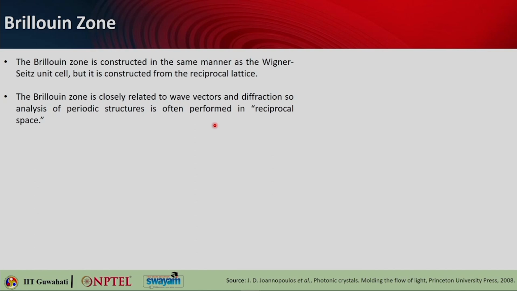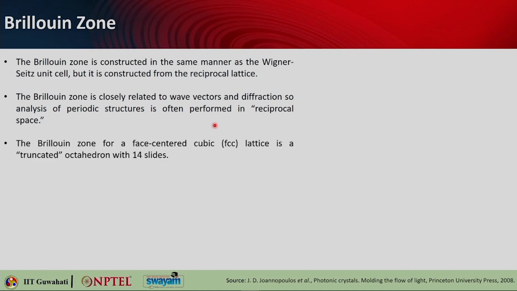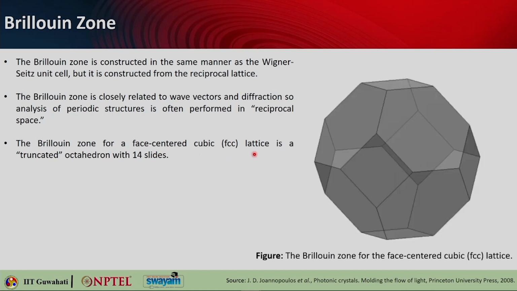So that is how you know that the study of the Brillouin zone becomes very important. The reason is the Brillouin zone is closely related to the wave vectors and diffraction. So if you take the Brillouin zone of an FCC structure, that is basically a truncated octahedron like this, of 14 sides. Okay, not slides, it's 14 sides.